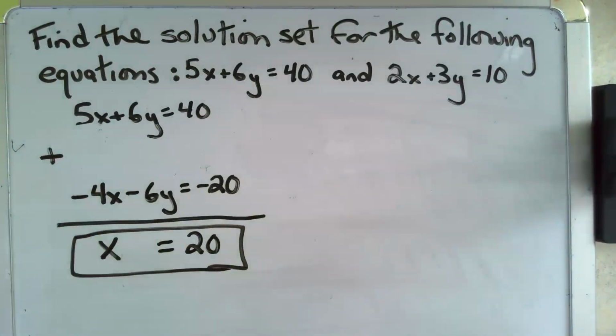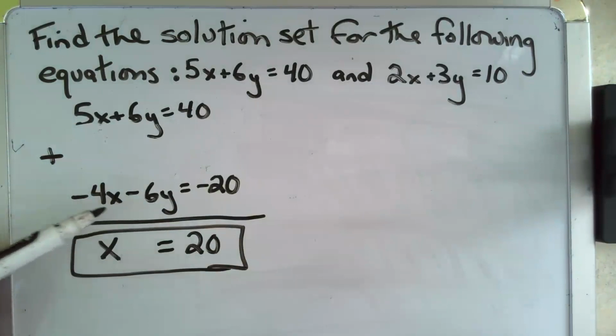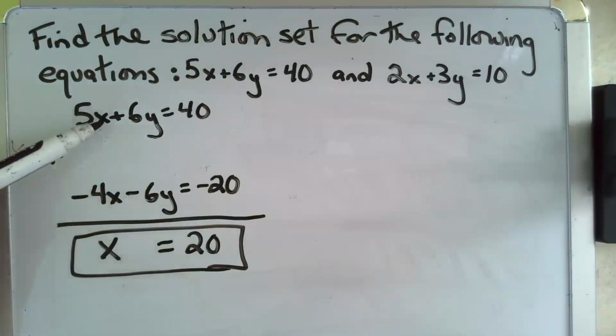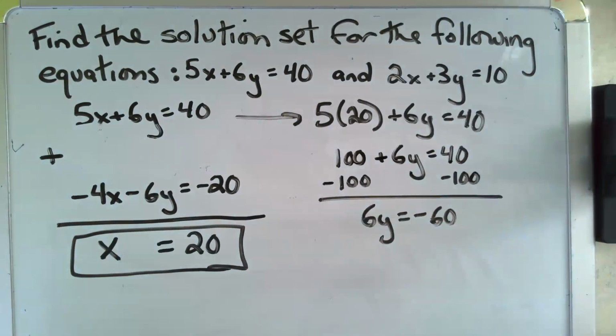Now, to find the value of the other, I plug this value of x in to either the x in this equation or the x in this equation. Well, I'm going to choose to do this one. It doesn't matter which one. So 5 times my 20 plus 6y equals 40. 100 plus 6y equals 40. I'm going to subtract that 100 from each side, and I'm left with 6y equals -60. And my final step is to divide that 6 away from the y, and I'm left with y equals -10.